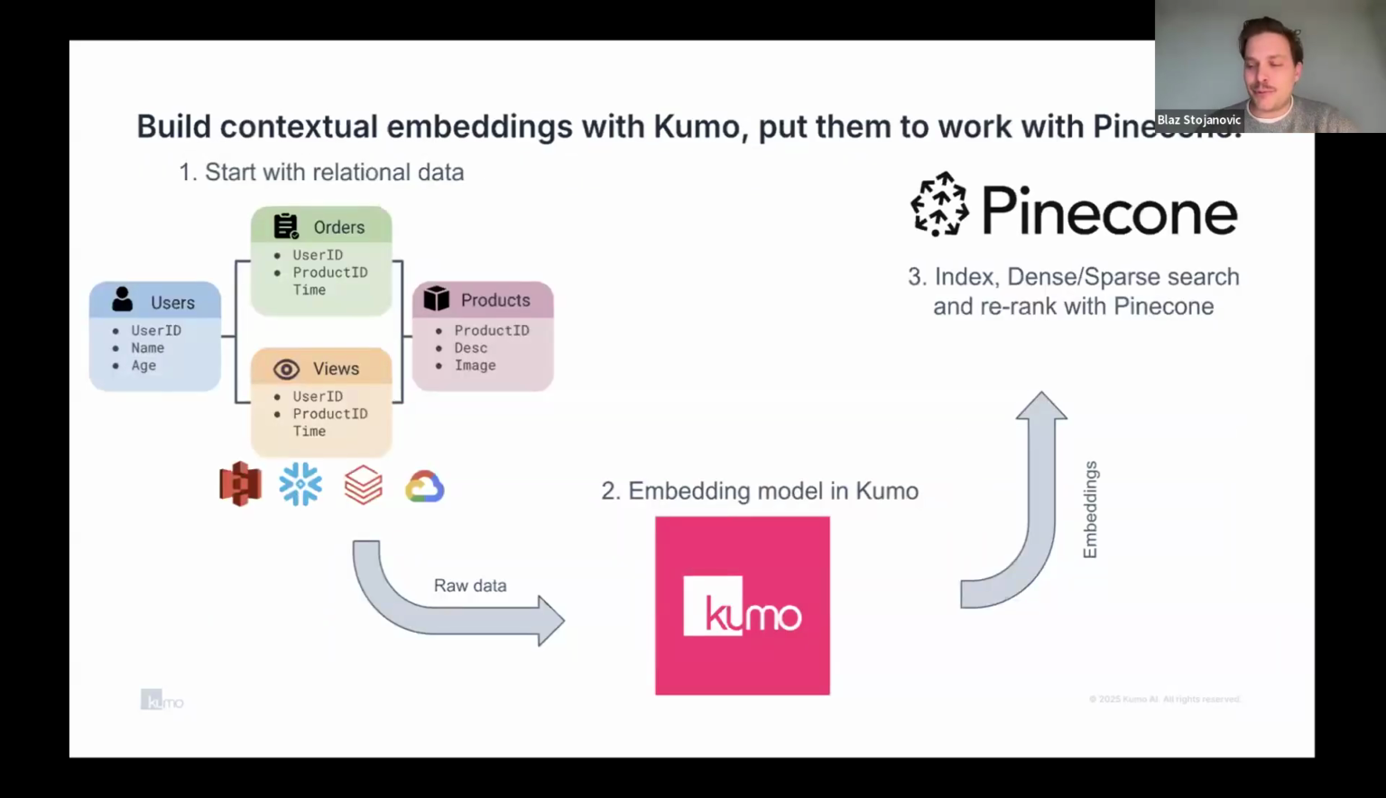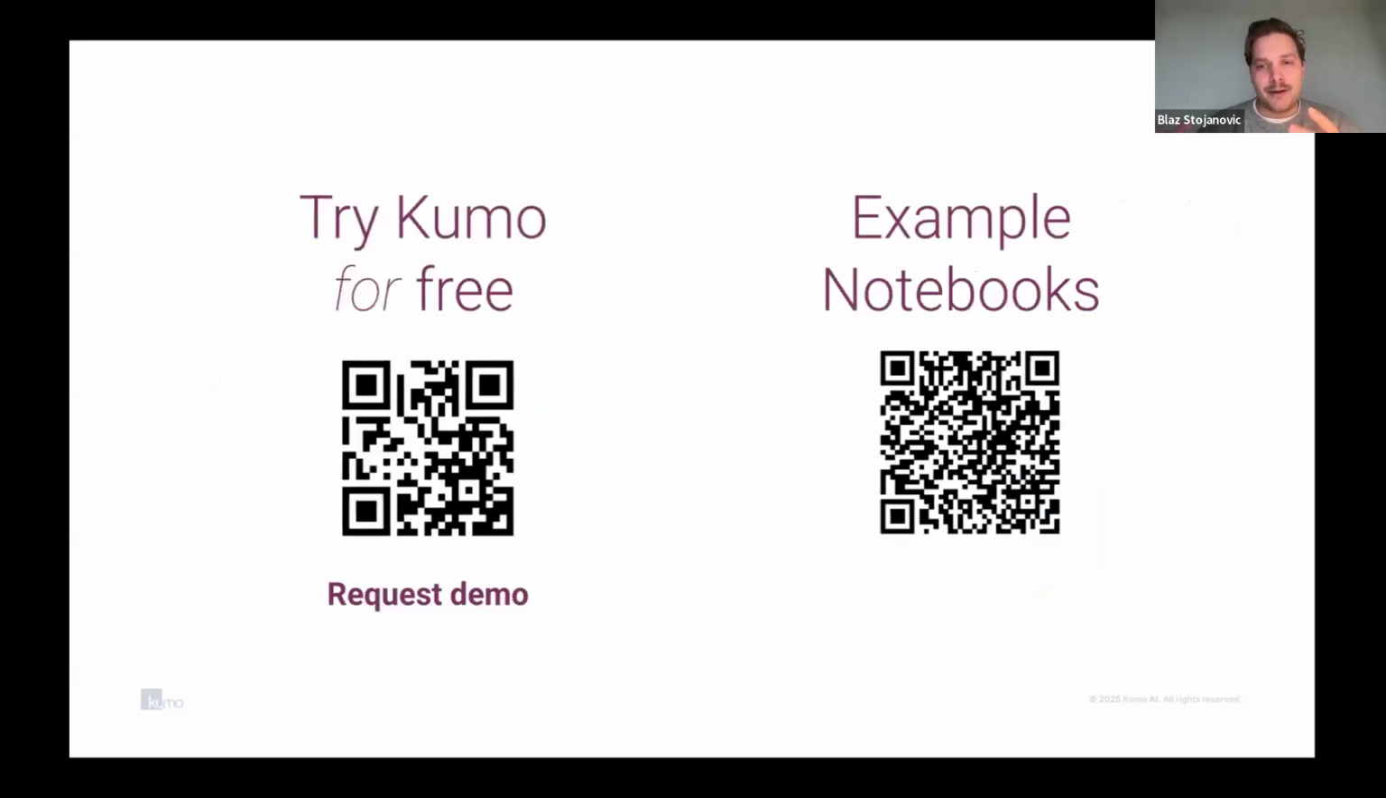And this is what we're going to be illustrating in the second part of the notebook: how do you actually use those embeddings to build interesting applications, right? So we'll start with relational data. We'll input it into Kumo. Kumo is going to both learn the embedding model and produce the embeddings, which we will then output into Pinecone. And that's when Pinecone will do its magic by helping us very easily index and then search and re-rank across those embeddings. So that's the short and sweet introduction from my side.